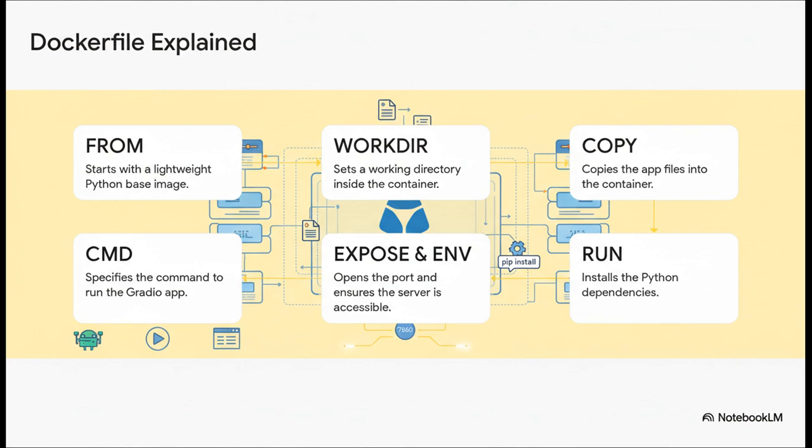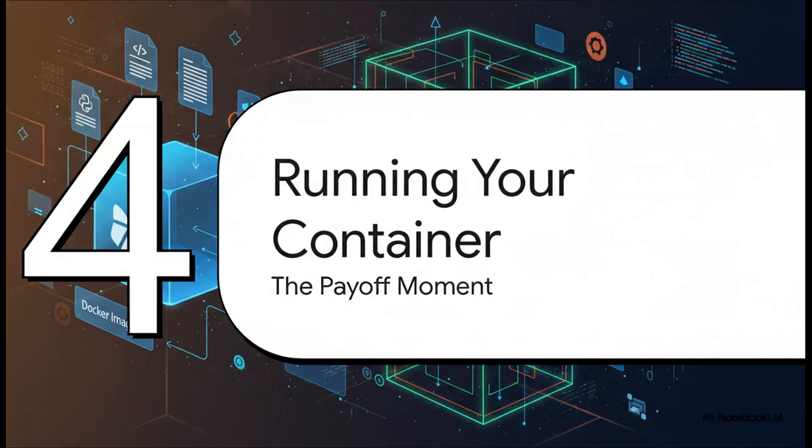EXPOSE opens up the port that Gradio uses, and that ENV line is really important. It makes sure the app is accessible from outside the container. And finally, CMD gives the container its one job. When you start up, run our Python app. So with those 3 files in place, we are ready for the final step. It's time to use our Dockerfile to build the image and then run it as a live container. This is where it all comes together.